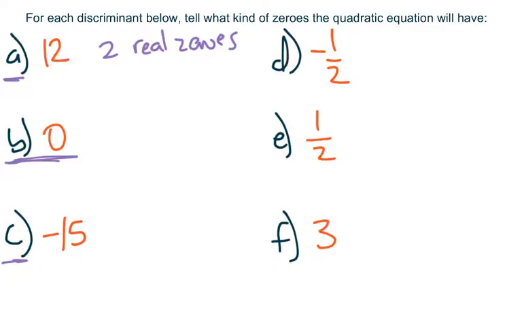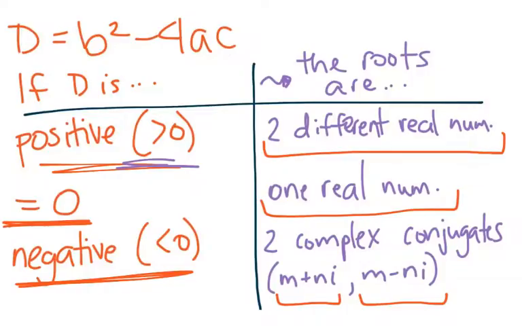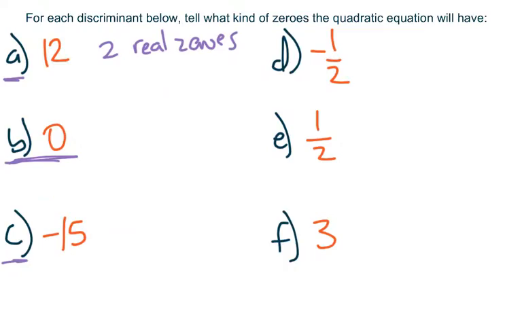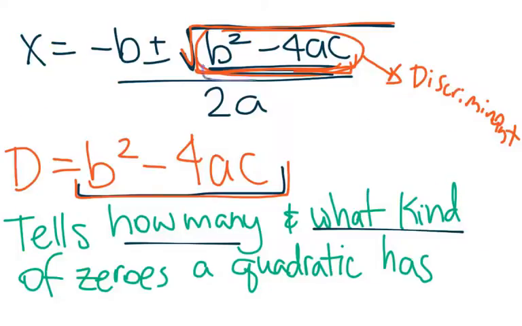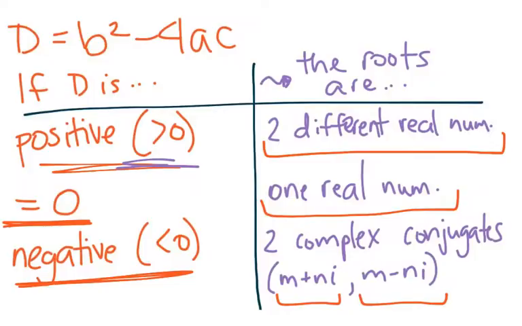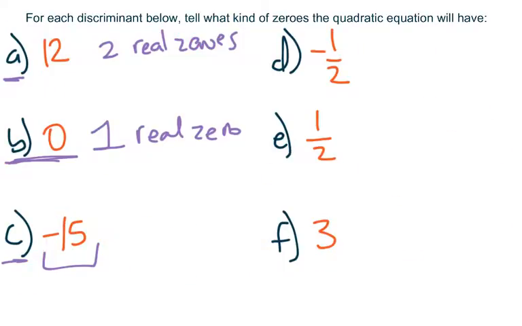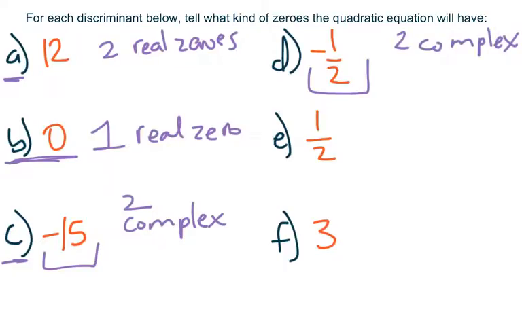If we have a discriminant of 0, the roots or the zeros are going to be just 1, and it will still be a real number, but it will be one real 0, or one real root to this quadratic equation. Negative 15, if we have a negative value underneath the square root sign, our zeros will be imaginary or complex values, and there will be two different complex or imaginary values involved. Another negative value, we're going to have two complex roots again, with imaginary numbers involved.